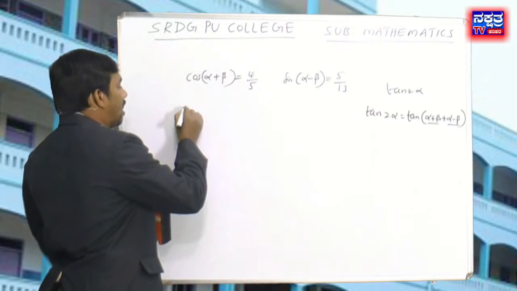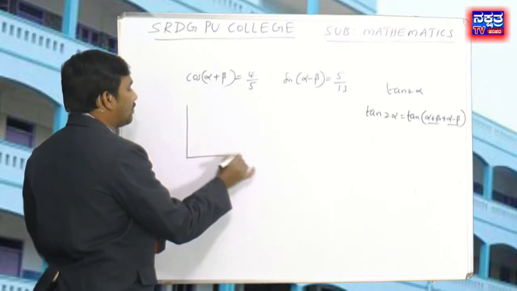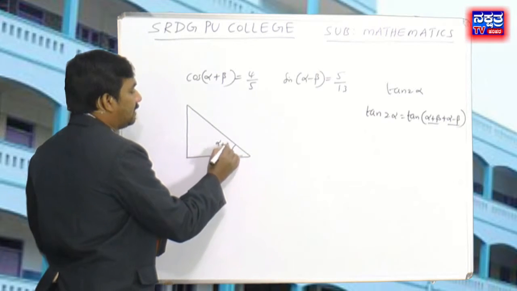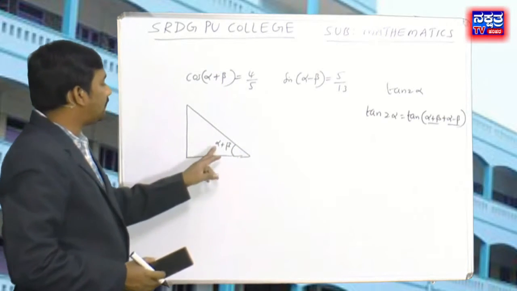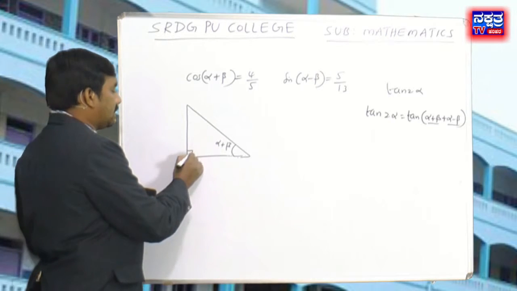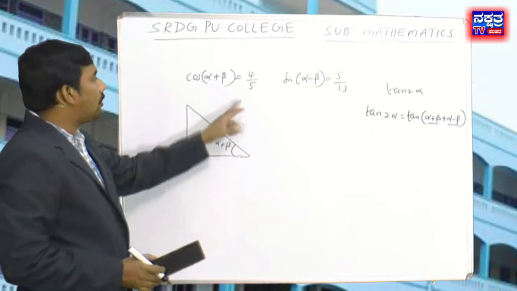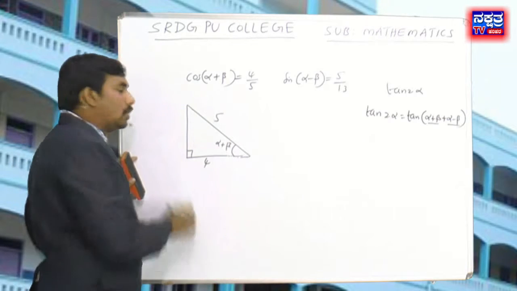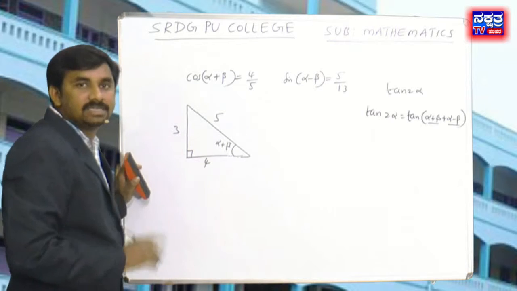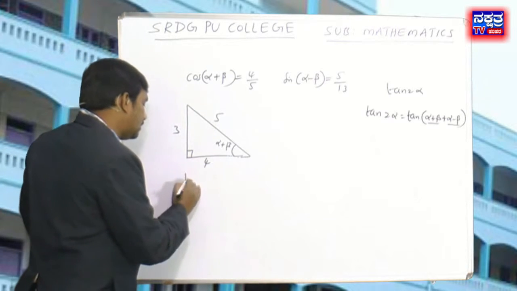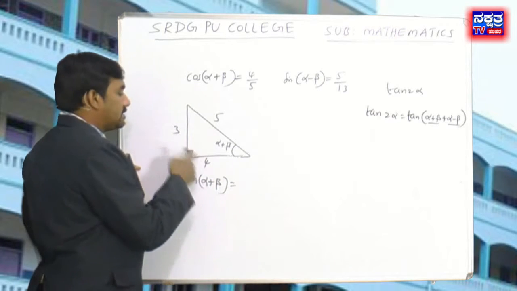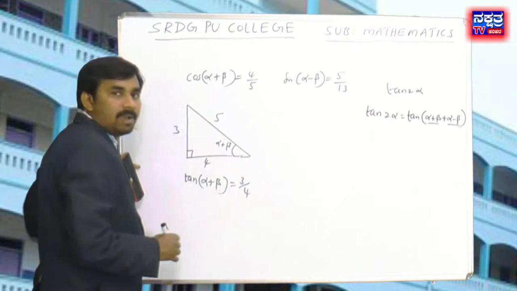So here is how to find tan of alpha plus beta by simply taking a right angle triangle. Here cos of alpha plus beta is given by taking the right angle triangle 4 by 5, that is adjacent side by hypotenuse. So all of you know the value of the opposite side is 3. Hence tan of alpha plus beta equals opposite side by adjacent side, that is 3 by 4.